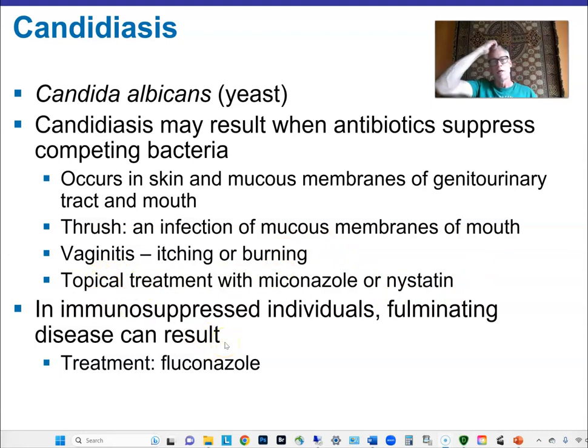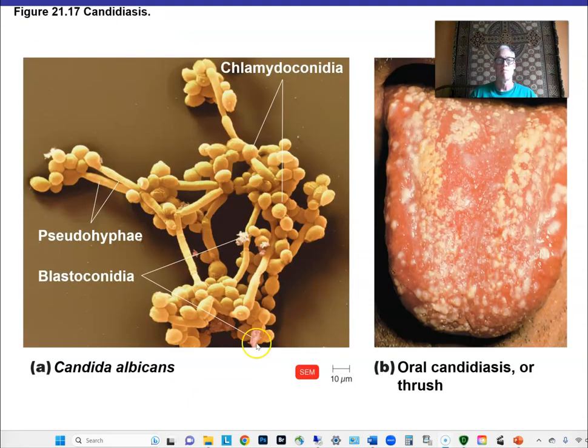Immunosuppressed individuals can get very severe candida infections. Now that's when you really get into trouble, and that's when it looks like a pathogen, acts like a pathogen. So it can cause very severe disease in people with immunosuppressants. So fluconazole, a more aggressive antimycotic, can be used to try to get that under control. It can grow right in your brain, for example.